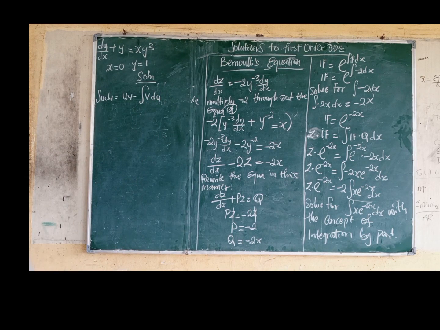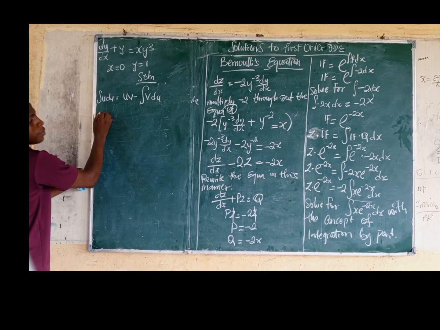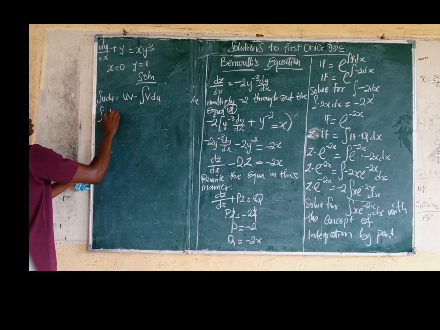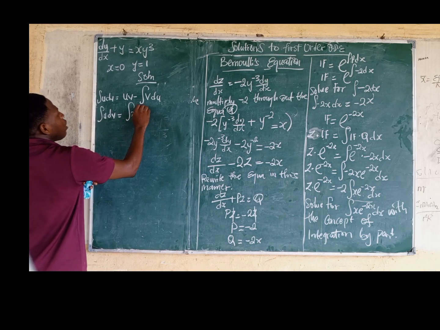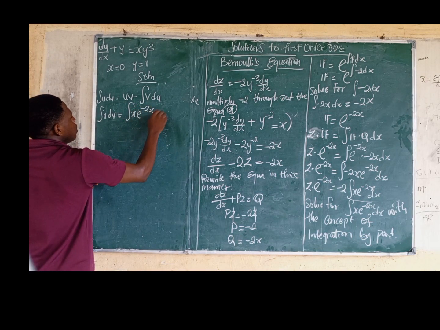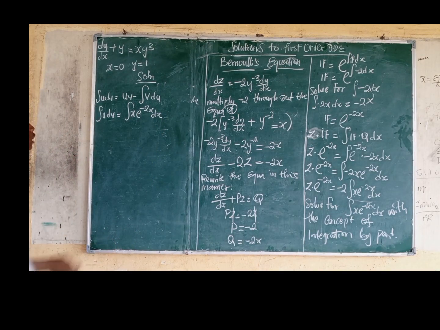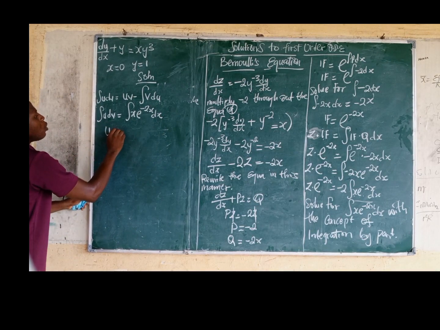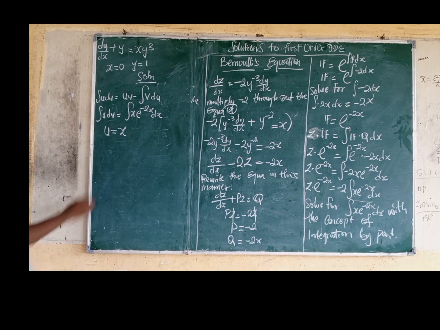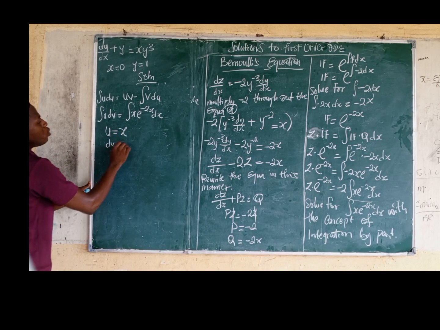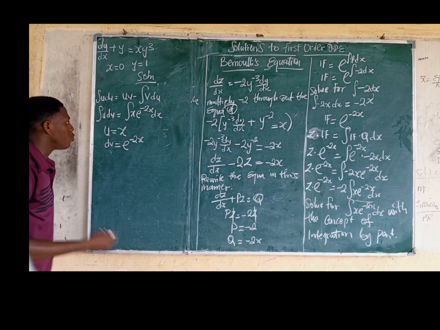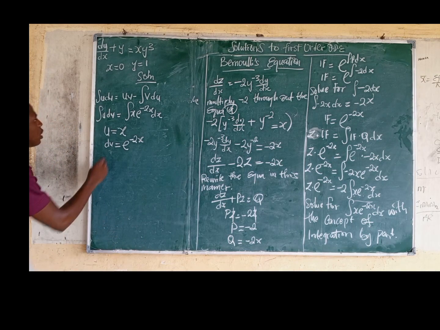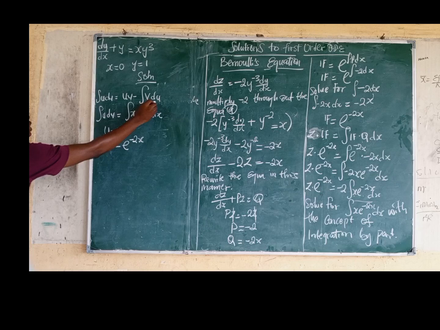Now, what is our u? What is our v? And what is our du? We know that the integral of u dv is equal to the integral of x e^(-2x) dx. So we can say that our u is equal to our polynomial, which is x, and our dv is equal to e^(-2x). What do you do next? The next thing is to find our v and our du.